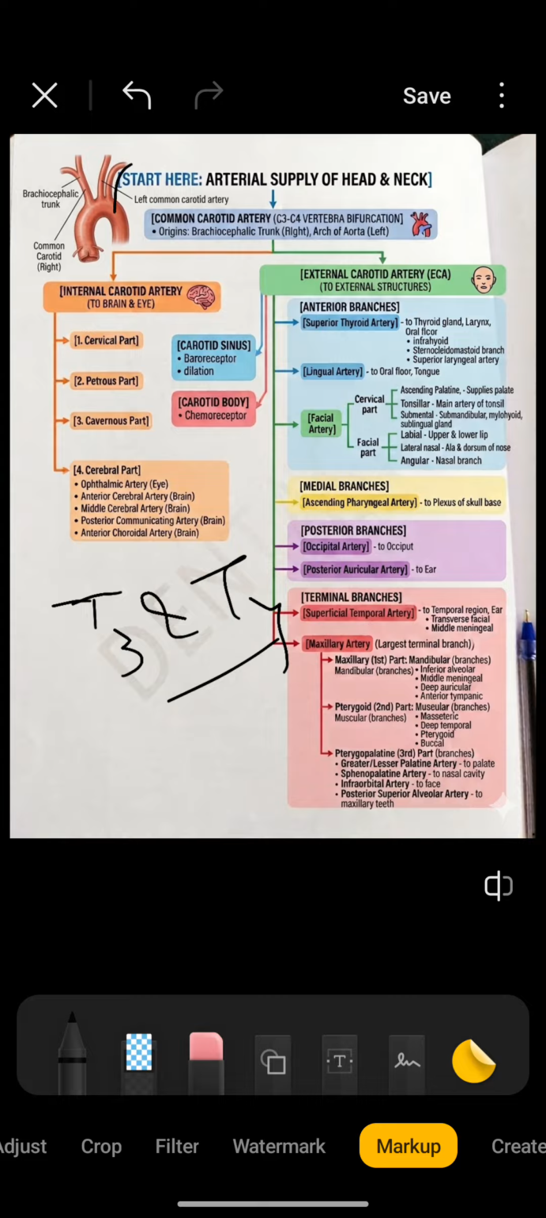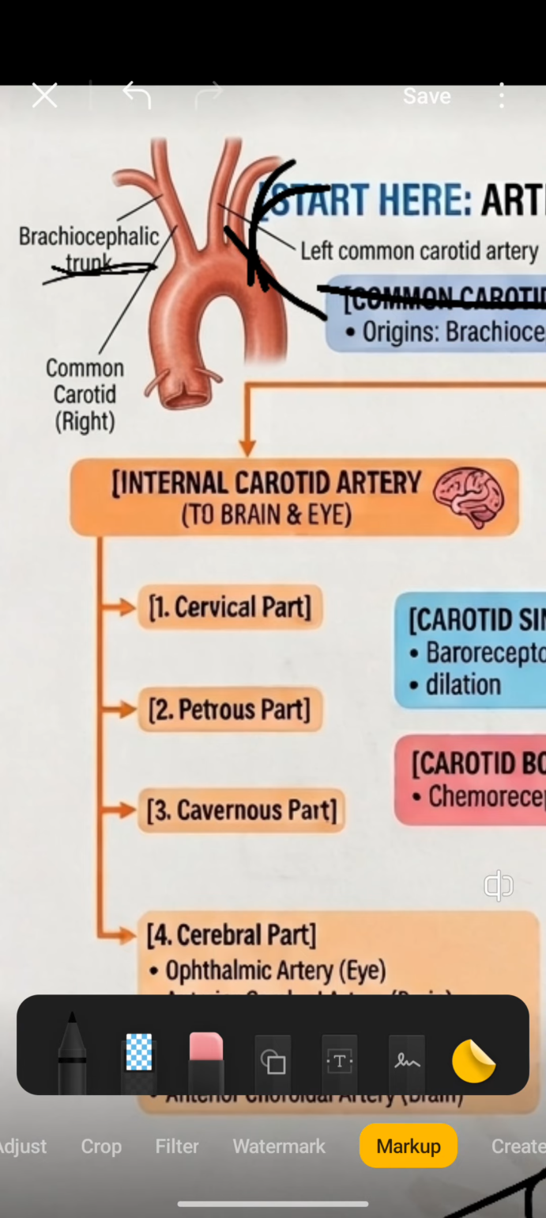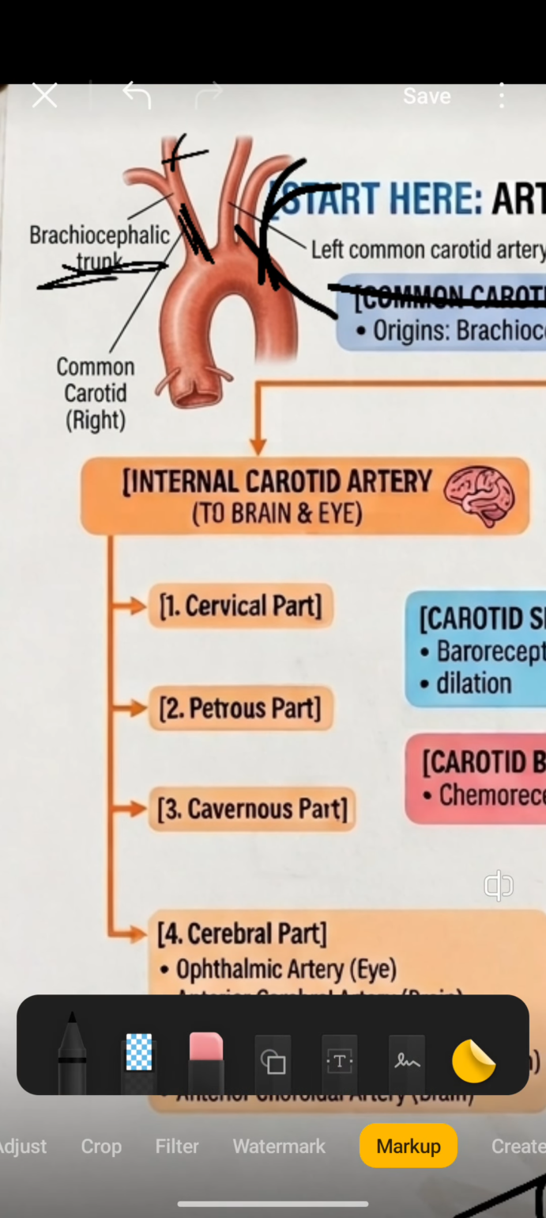This is the left side, the left subclavian artery and left common carotid artery, and on the right side there is the right brachiocephalic trunk, which is further divided into the right common carotid artery and right subclavian artery. Clear? Easy?